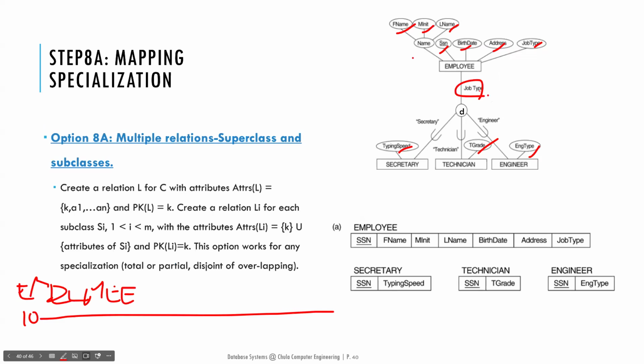So what happens is that when there is a job type, let's say that this is an S, which is secretary, the typing speed will have some value in it. But when job type is, for example, a T, technician, T grade will have some value in it. But when job type is an E, engineering type will have some value in it. So this job type will be called the discriminating attribute. Do you know what I mean?